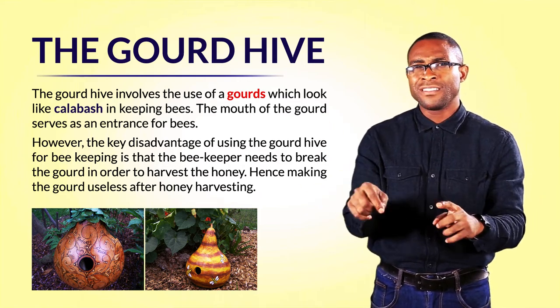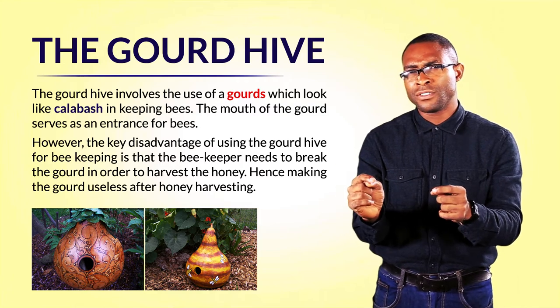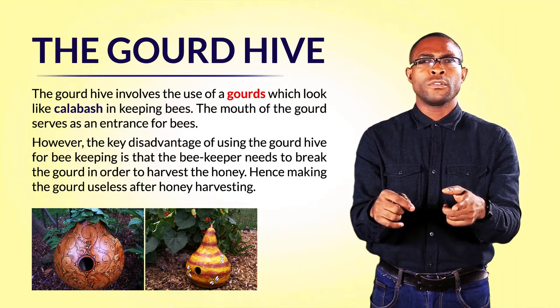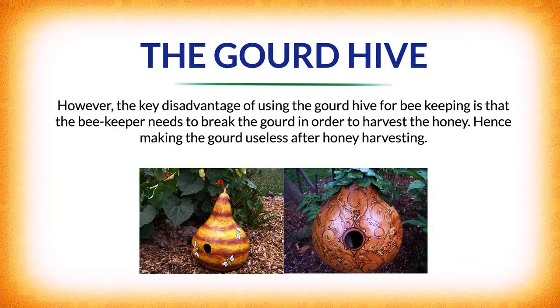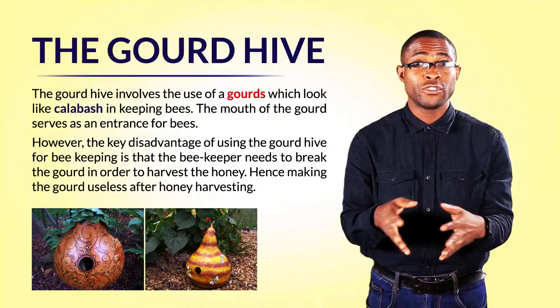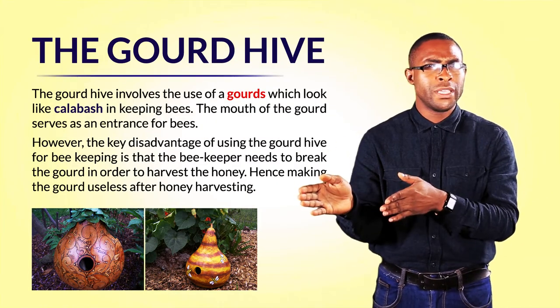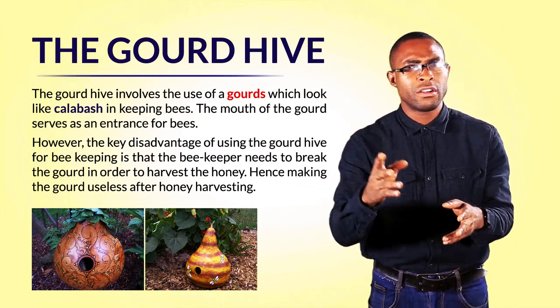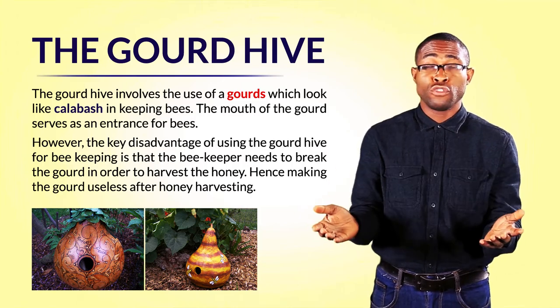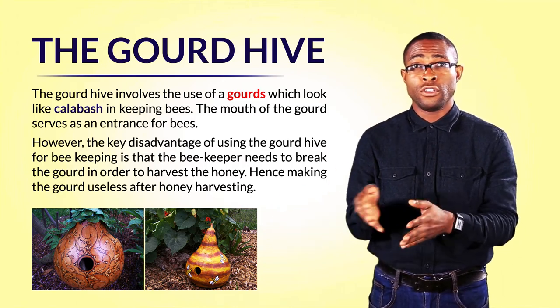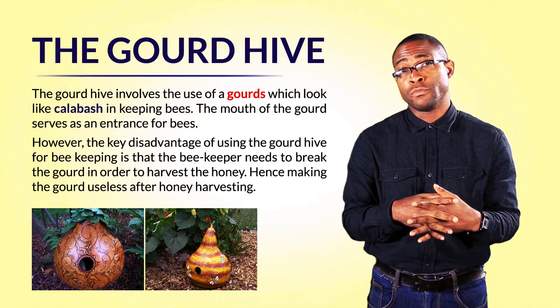That opening serves as an entrance for the bee. But the problem is, when the beekeeper wants to harvest honey, he needs to break it to do so. And when you break your gourd hive, it means you have to make another one. So you see why most beekeepers do not use the gourd hive, because you have to destroy it if you must get your product, which comes from the bees.